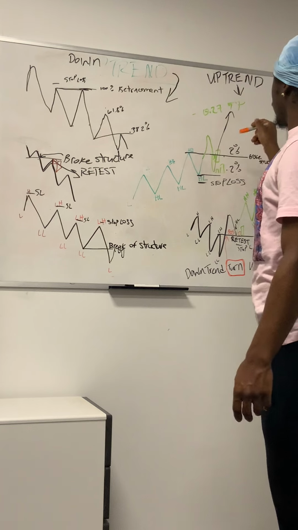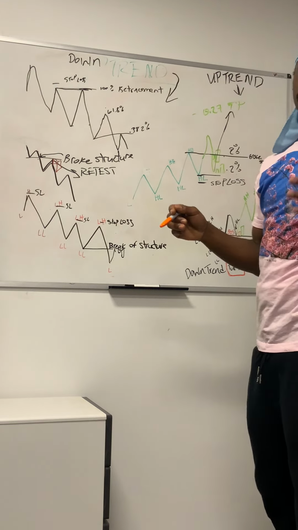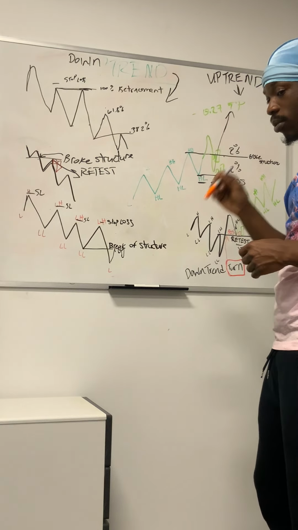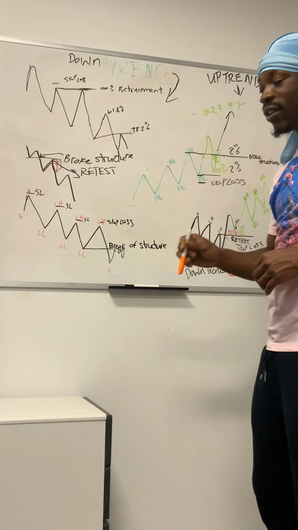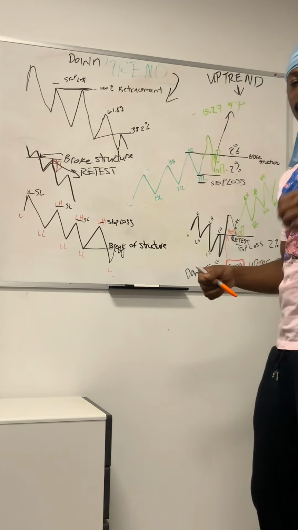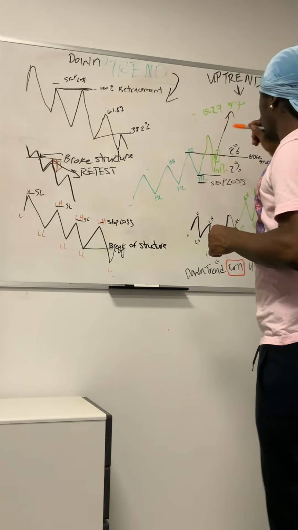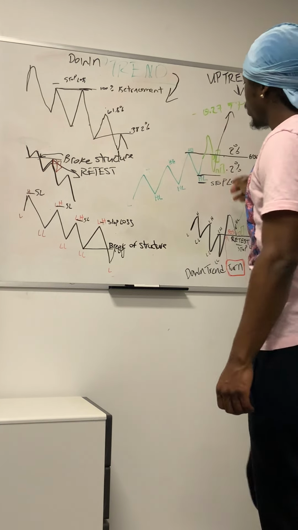Now, every time you break the structure, you always have to wait for a retest. No retest, no entry. Every time you break structure, you have to wait for a retest. And no retest, no entry. All right. So this is from a downtrend to an uptrend.